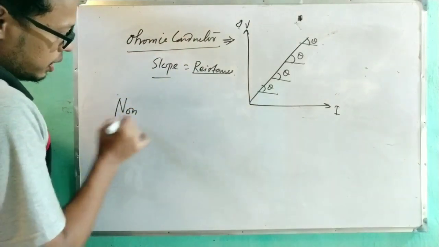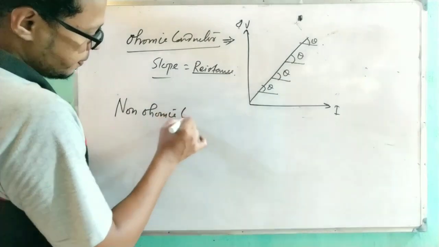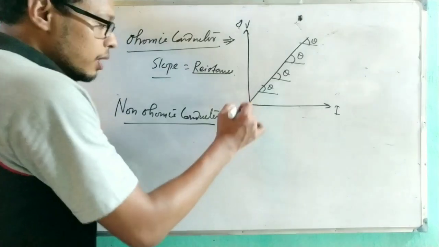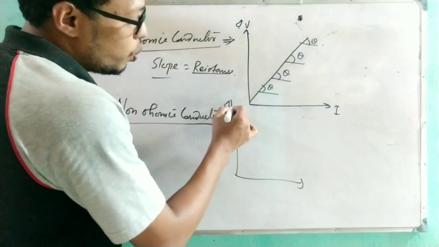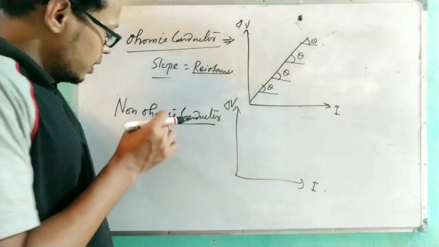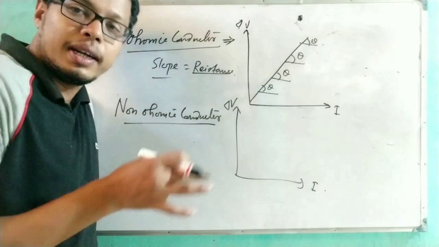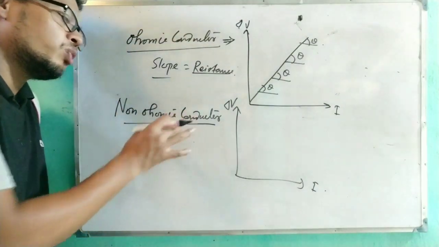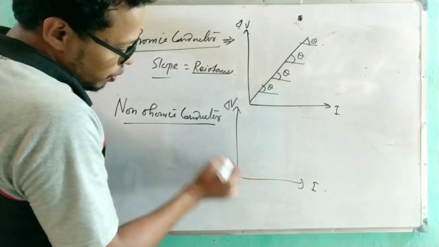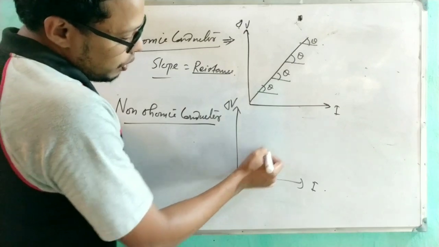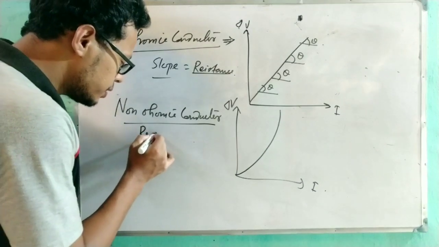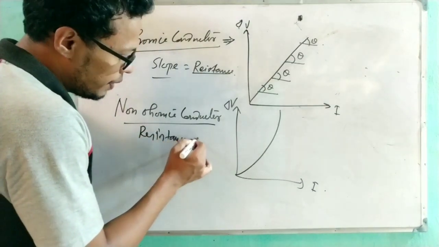And now, what are non-ohmic conductors? Non-ohmic conductors are the conductors which do not obey Ohm's law. One short note: a conductor at high current will behave like a non-ohmic conductor, meaning at that time it does not follow Ohm's law. Now, in case of a non-ohmic conductor, the graph will be like this. In this case, we can say the resistance is variable.